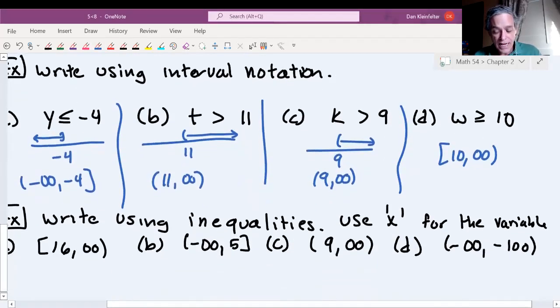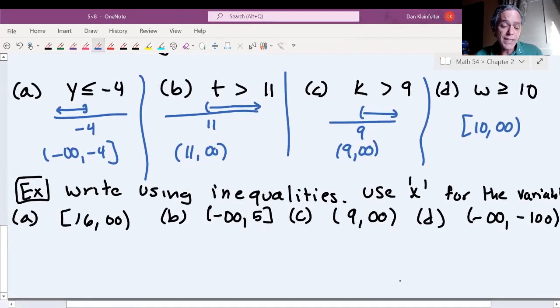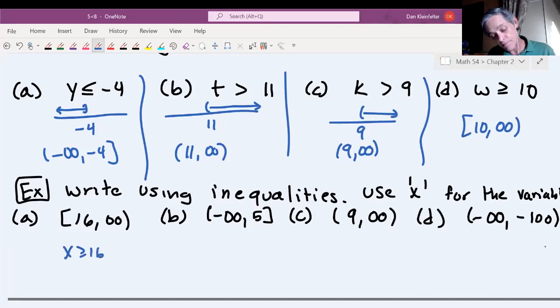All right. In the next set of examples, we're going the other way. We're going to write each of these things from interval notation back to inequalities. And just for consistency's sake, we'll use x as the variable. All right. So the first one, we have the numbers from 16 up to positive infinity. So that will be x is greater than or equal to 16. Okay, negative infinity up to 5 will be the numbers less than or equal to 5.